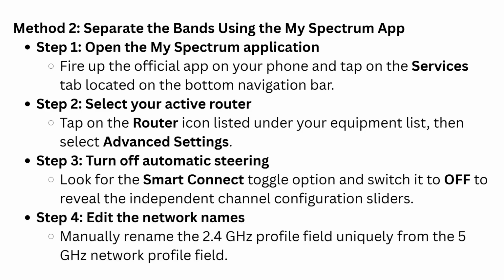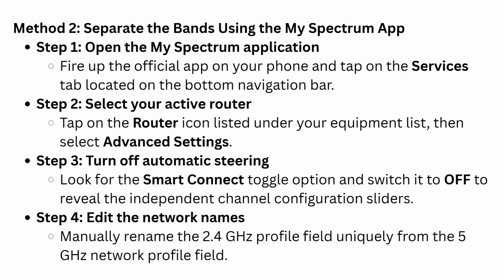Method 2. Separate the bands using the My Spectrum app. Step 1. Open the My Spectrum application. Fire up the official app on your phone, and tap on the Services tab located on the bottom navigation bar.